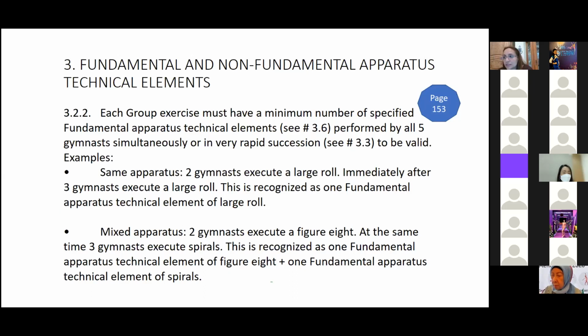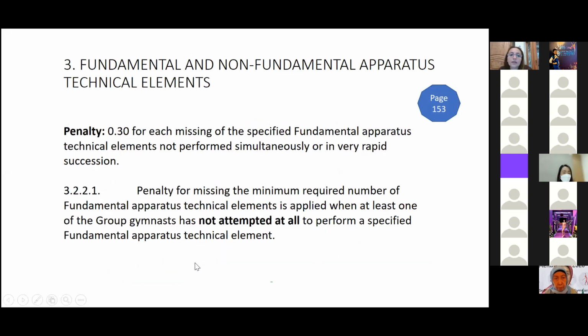For the mixed apparatus, because of course not all of them have the same fundamentals, if 2 gymnasts execute a figure 8 at the same time as the 3 gymnasts execute spirals, this is recognized as one fundamental apparatus technical element of figure 8 and one fundamental apparatus technical element of spirals. 0.3 penalty for each missing specified fundamental apparatus technical element, also if not performed simultaneously or in very rapid succession.